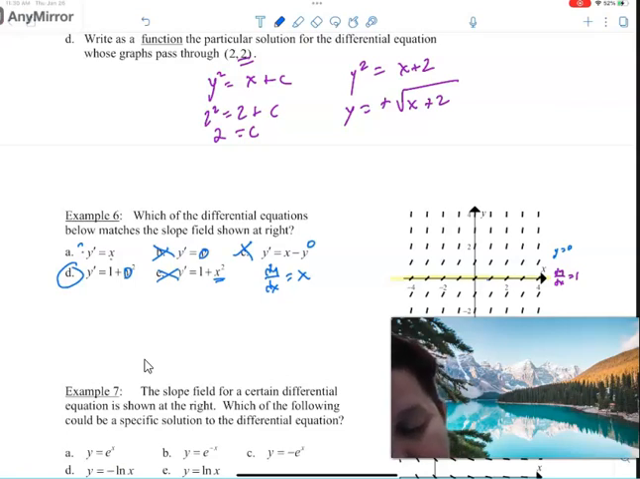So you can also try a few numbers. You can be like, okay, the slope field for y equals x. What that means is if x is the same number, x equals 3, 4, 5, 6, or something like that, those should all be the same, and that's not true. So it's got to be D.